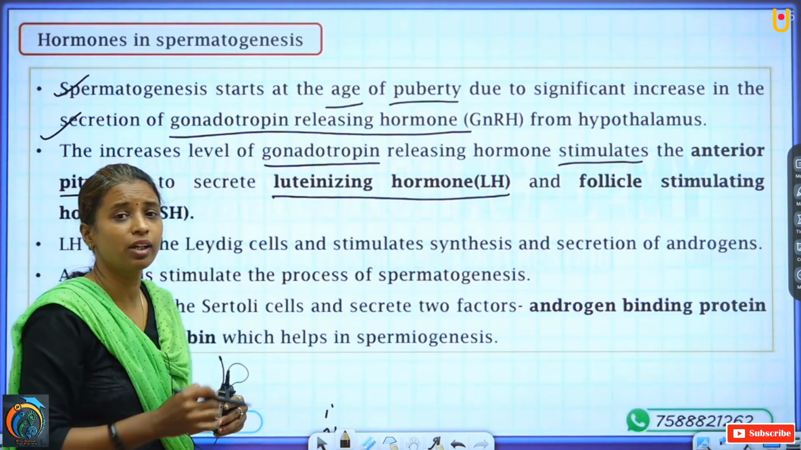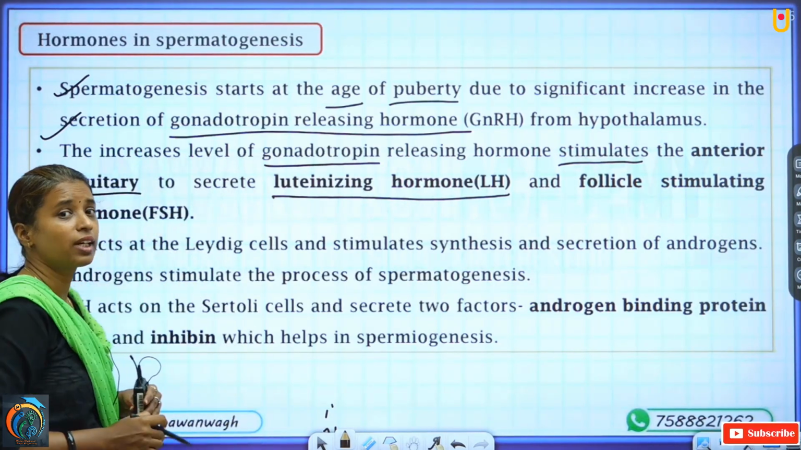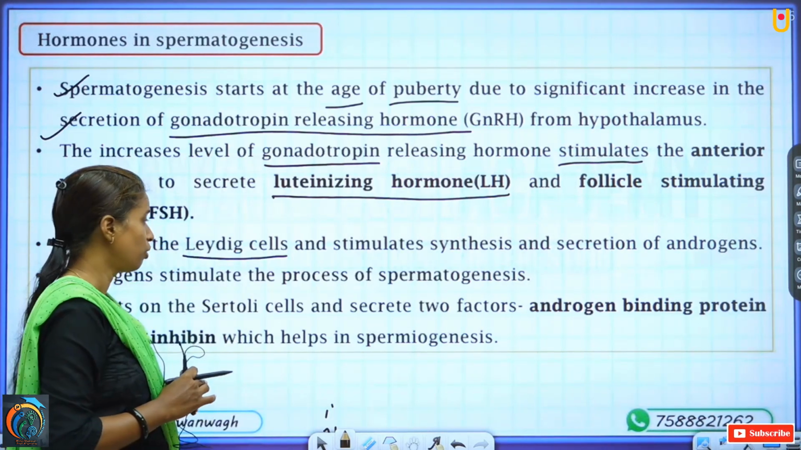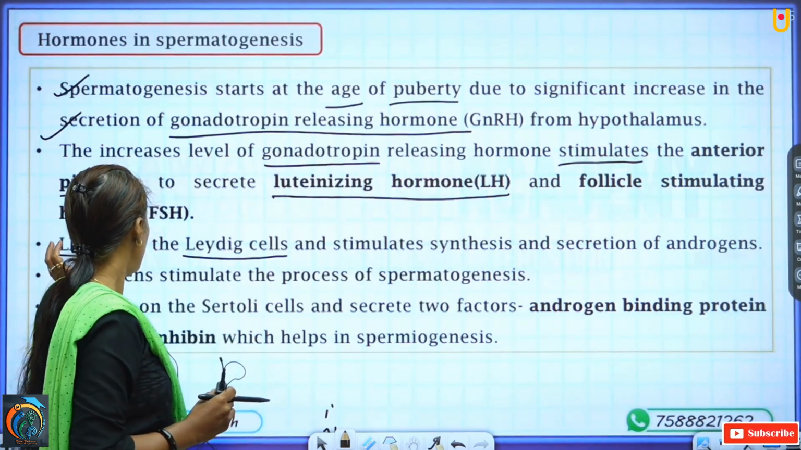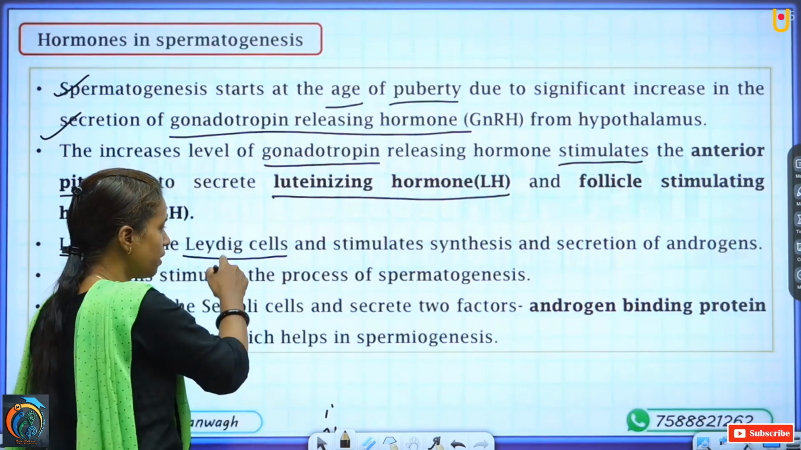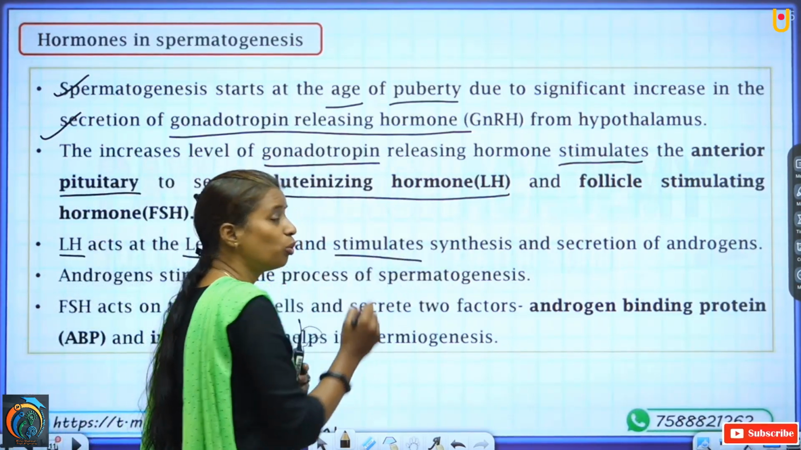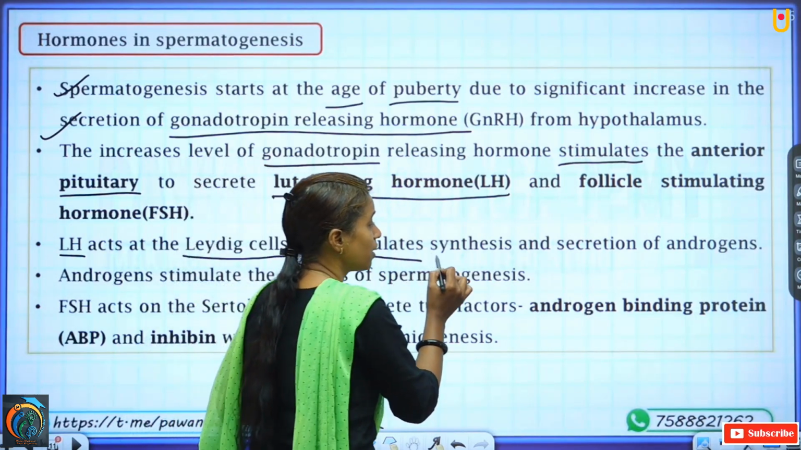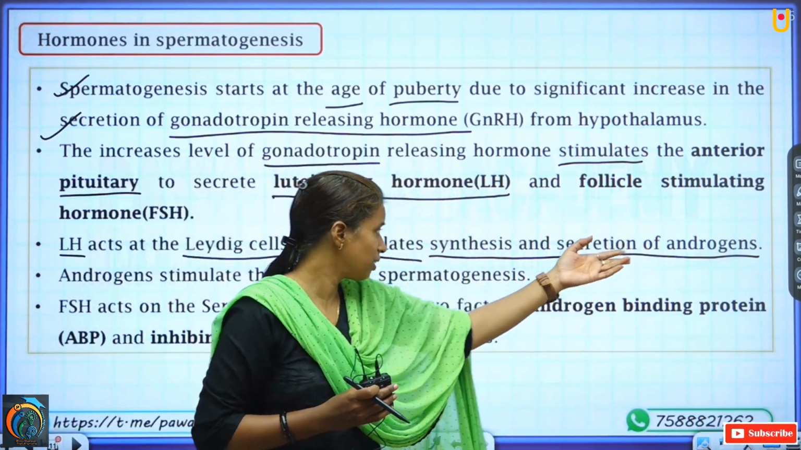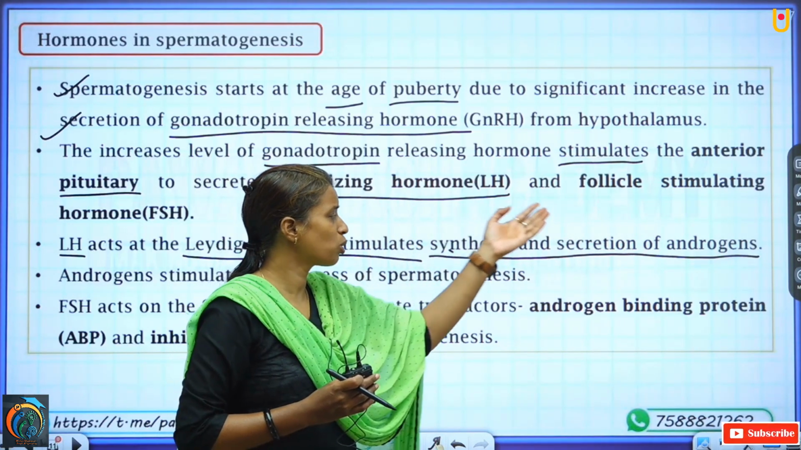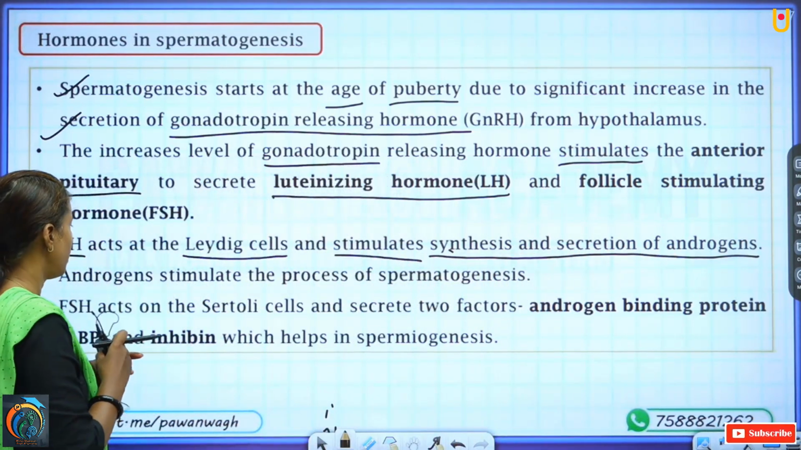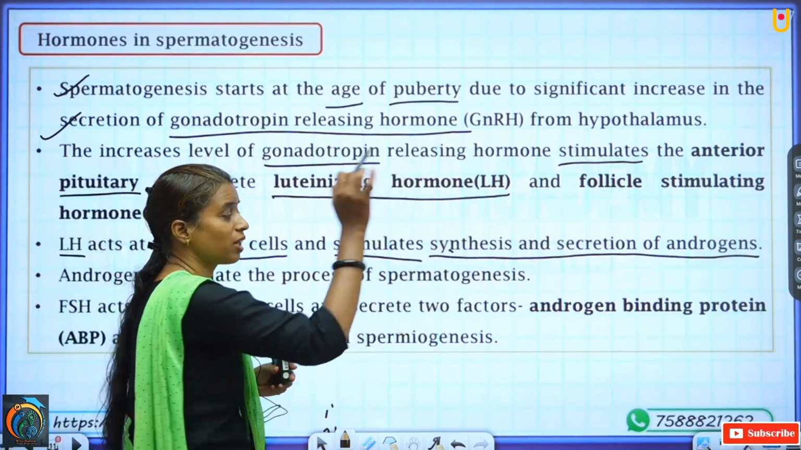Now, what type of help are they doing? This LH, luteinizing hormone, acts on the Leydig cells. It is again important for your CET and NEET. LH acts on the Leydig cells, and after acting on the Leydig cells, it stimulates synthesis and secretion of androgens. Androgen is a male hormone. They synthesize and also secrete the male hormone, androgen. And this androgen stimulates the process of spermatogenesis.